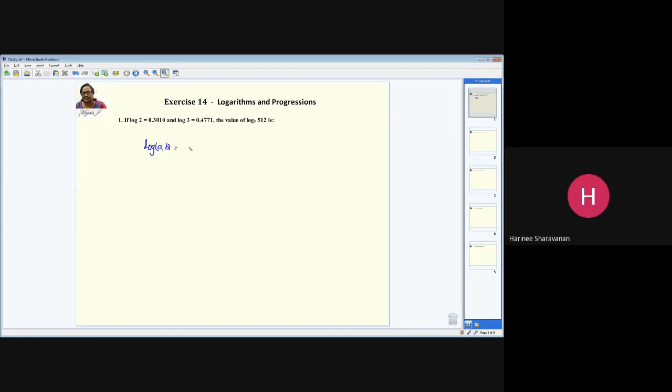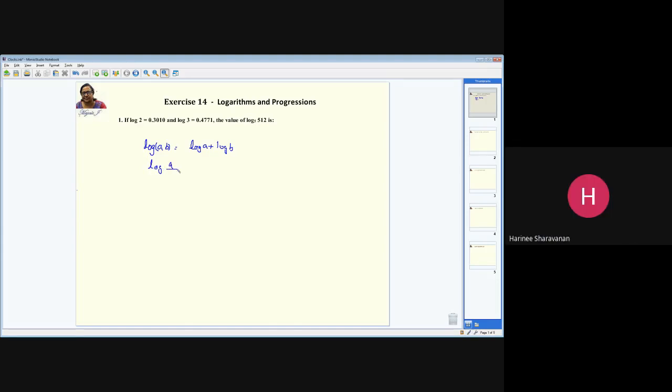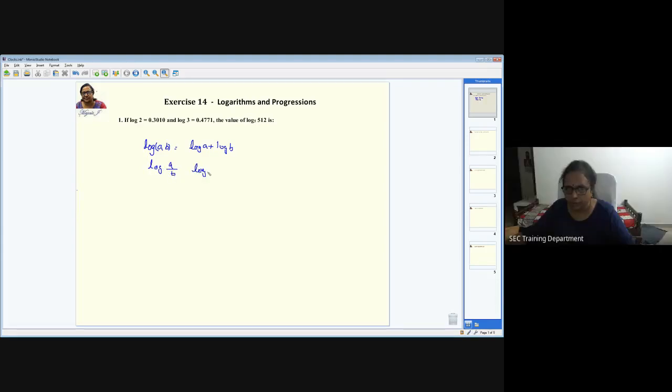Log A plus log B. Yes, you all know this, log A plus log B. Similarly, when you have log A by B, it's going to be log A minus log B. Mainly this is what is required.